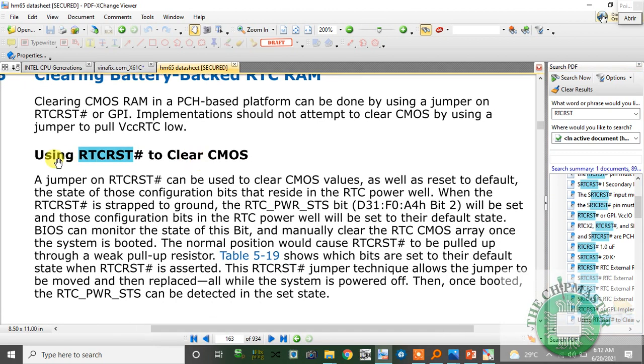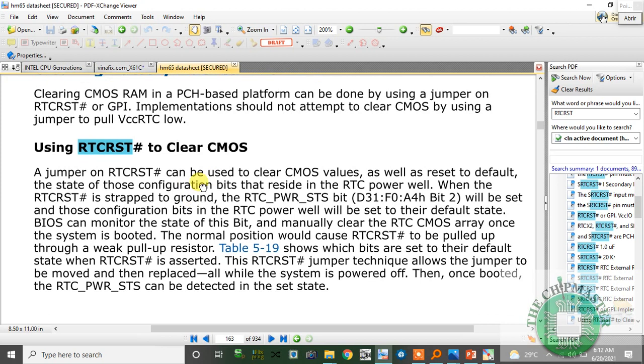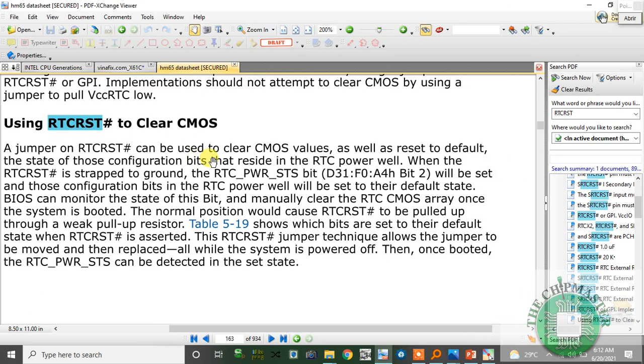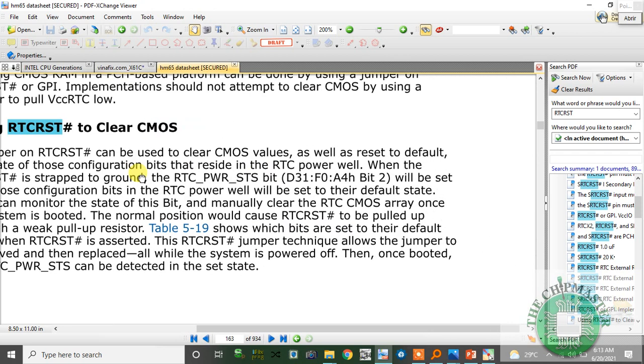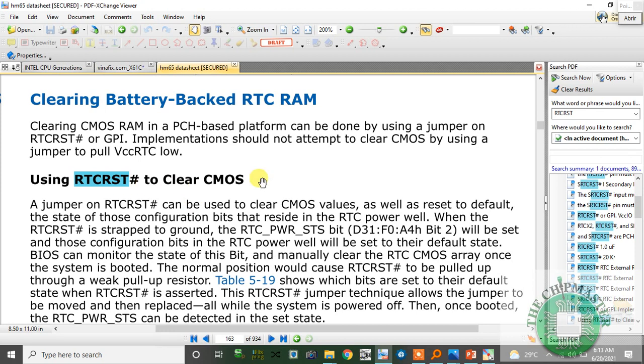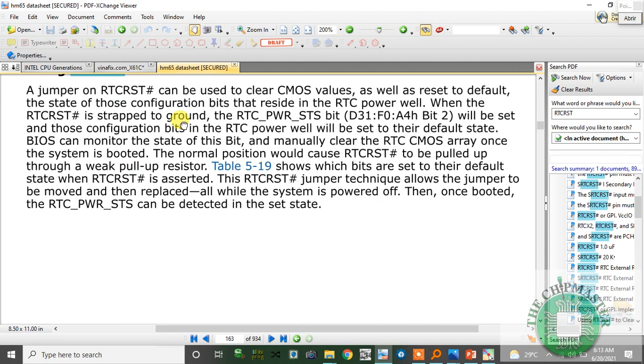All right, so RTC reset is to clear CMOS. On a desktop motherboard, there's a jumper on the RTC. You can short these two pins and clear CMOS values, as well as reset the configuration into its default state. Right? So on the desktop motherboard, there's a jumper. Some laptop motherboards, like the Quanta boards, carry a jumper. You can short those two pins on the laptop and clear the CMOS. Right?